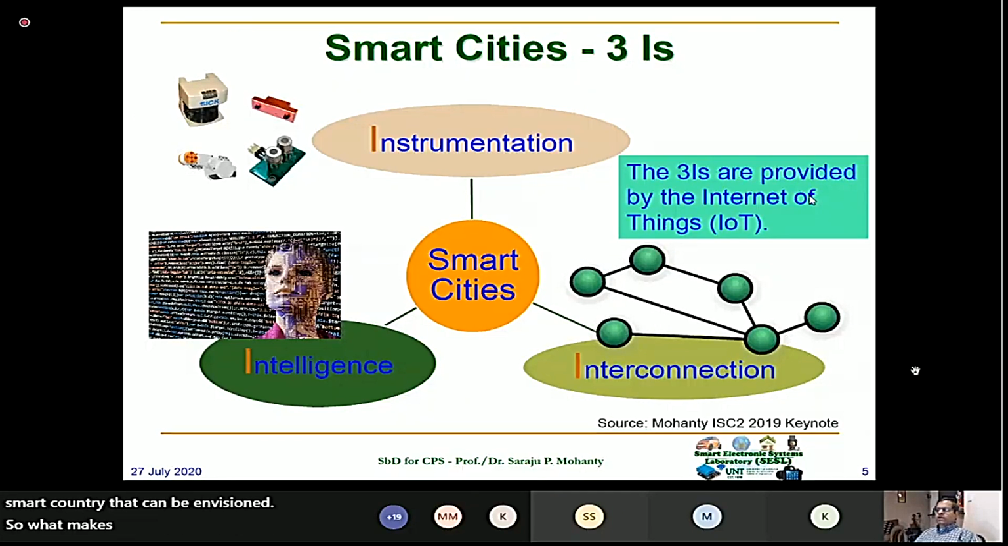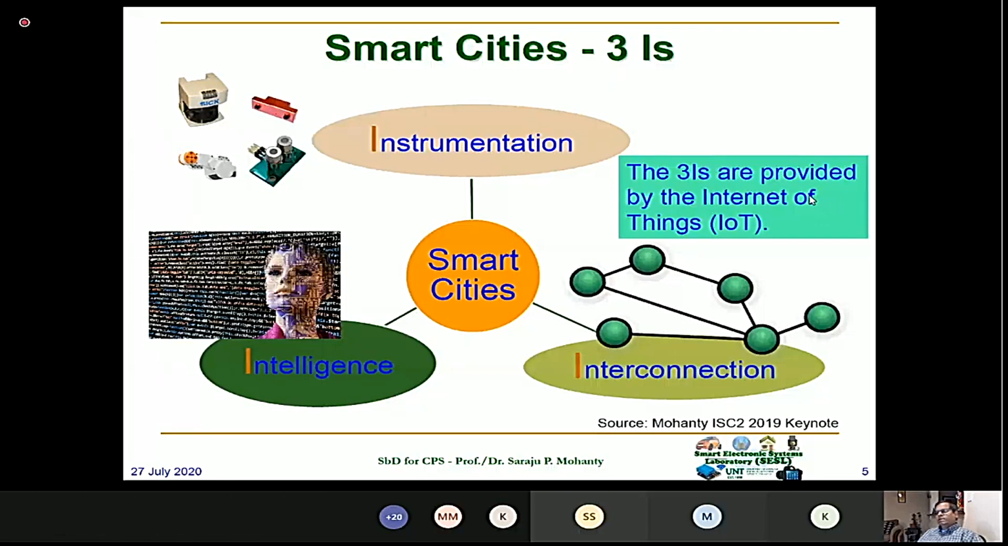What makes a city smart? What I call the 3 I's: instrumentation, interconnection, and intelligence. So a lot of controllers, actuators, and sensors are there. They are essentially the ears and eyes of the smart city. They are getting data, sensing things, and also helping to control things. And all the devices, the sensors, in addition to computing units and so on, are connected. Interconnection is the important part.